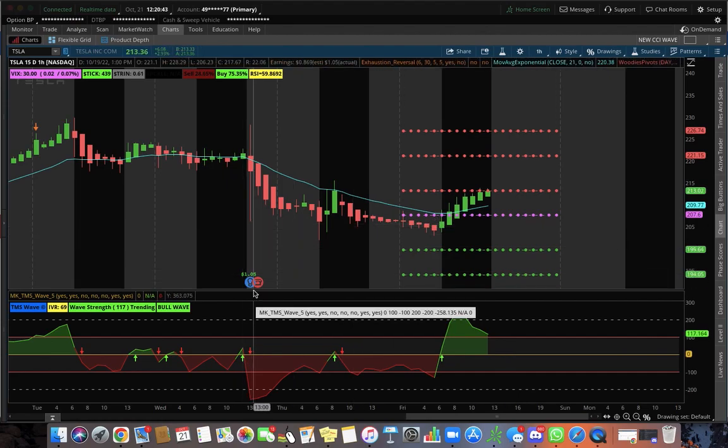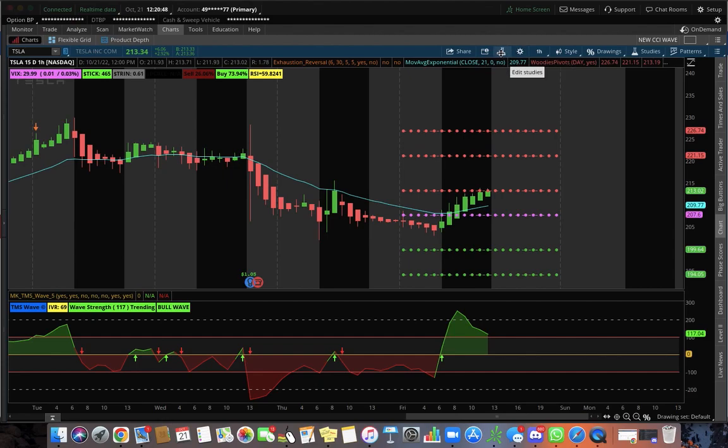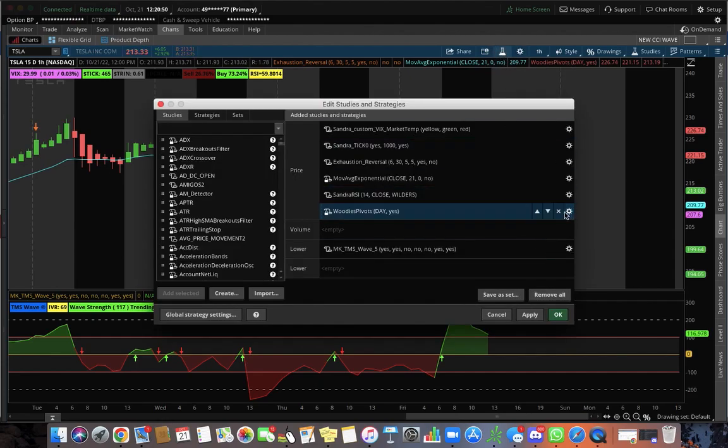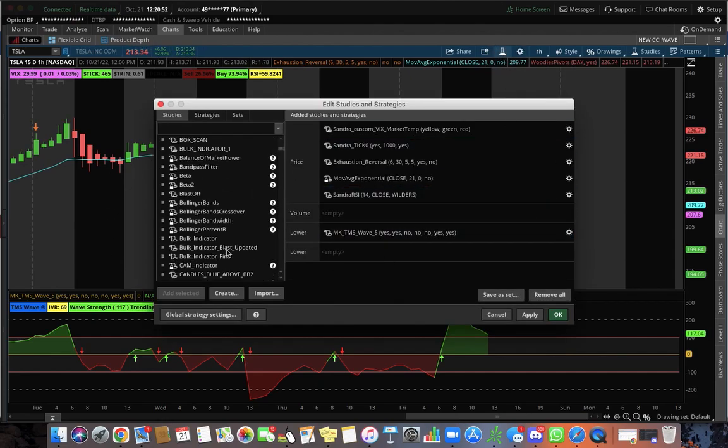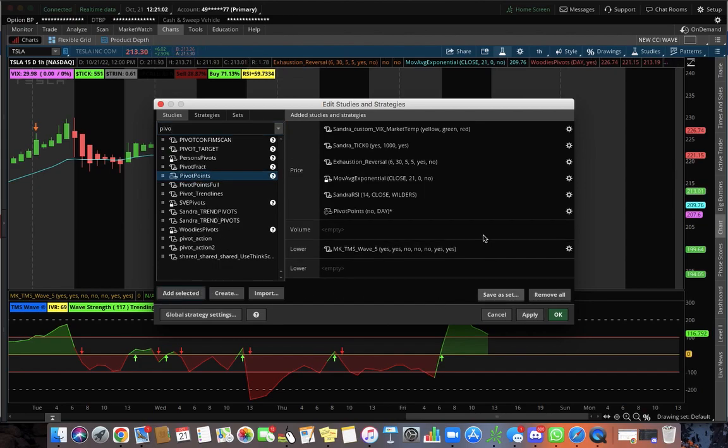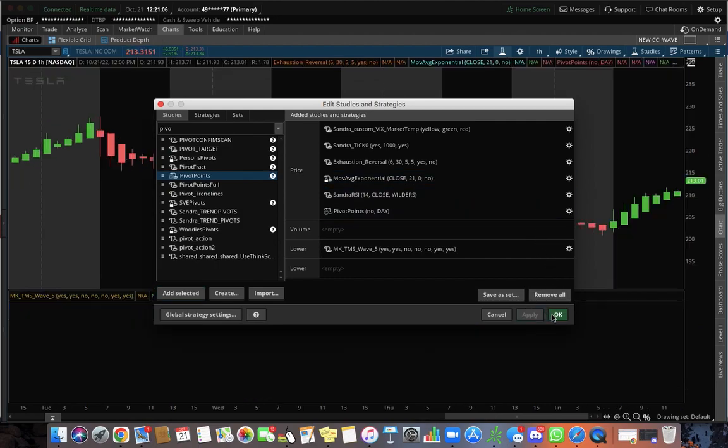Oh, if I had the secret 8-ball. And then, let's see, what else do we have? Oh my gosh, there are so many in here. If you just type in pivots, often you'll see a lot of different pivot points. Let's take a look at this one, get rid of Woody's.